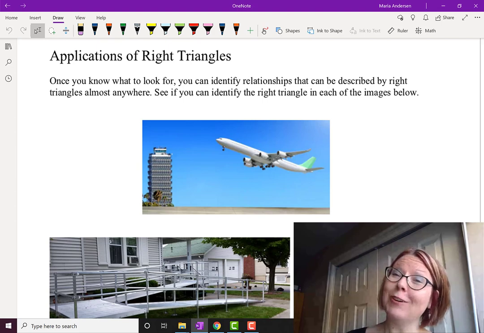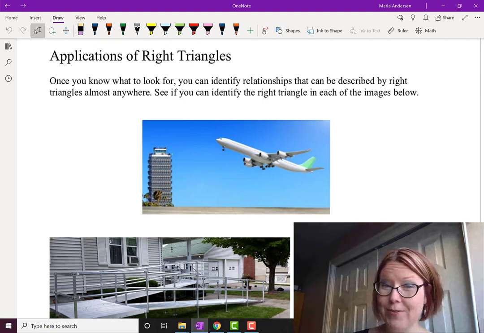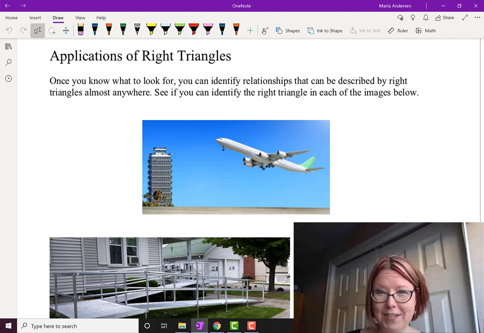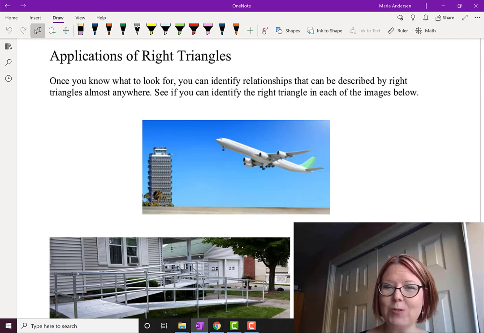In this video, I'd like to talk about some applications of right triangles. Once you know what to look for, you can identify relationships that can be described by right triangles almost anywhere. See if you can draw a right triangle on each of the images below. Pause this video and try it, and then come back and we'll see if we've got the same ones.